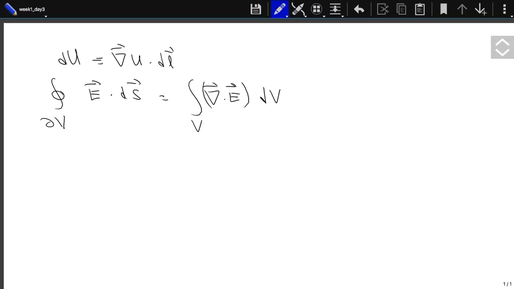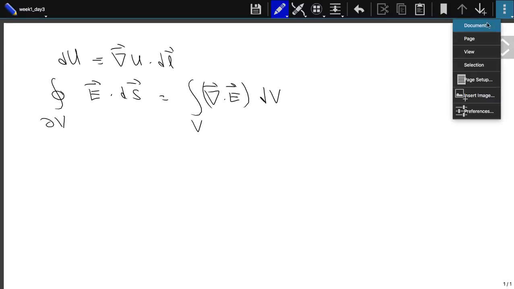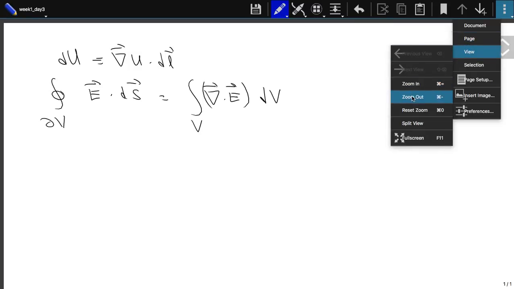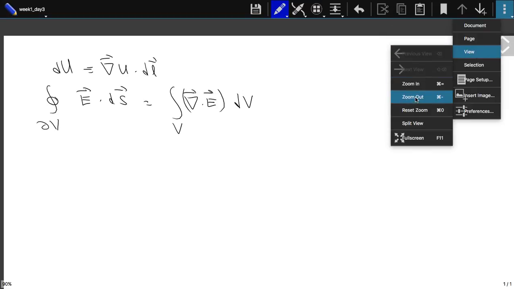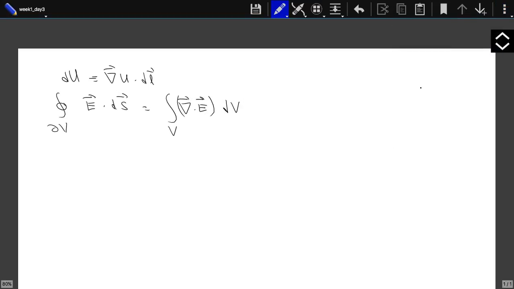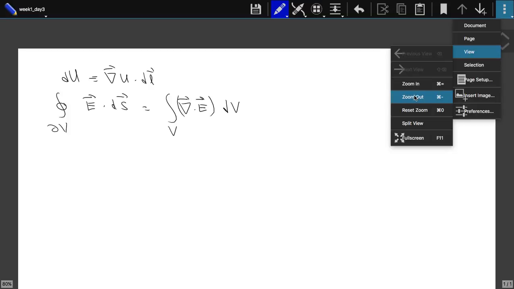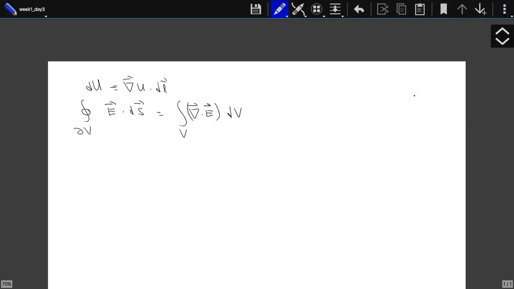Oops. Let me make this a bit smaller. Okay. Now, this is basically, again, the definition of the divergence.